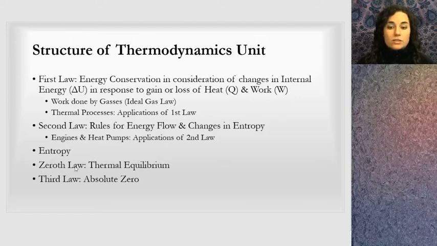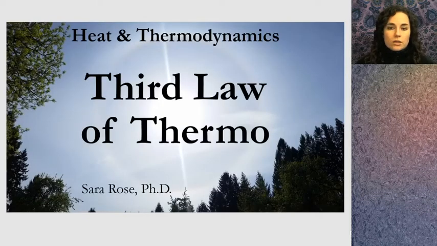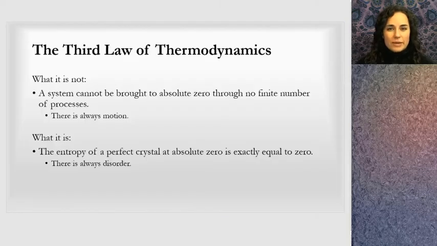I've already talked about the zeroth law of thermal equilibrium on the prior slide, and I'm actually going to take a moment right now to talk about the third law, which is the law regarding absolute zero. So here's the third law of thermodynamics. I like to think of it in two components. What it is not is that a system cannot be brought to absolute zero through a finite number of processes. This is a very technical definition. For me, in the bigger picture, it means there's always motion. That's what the third law says.